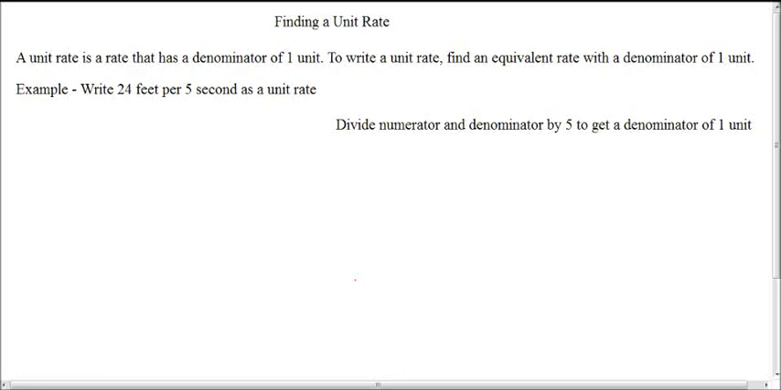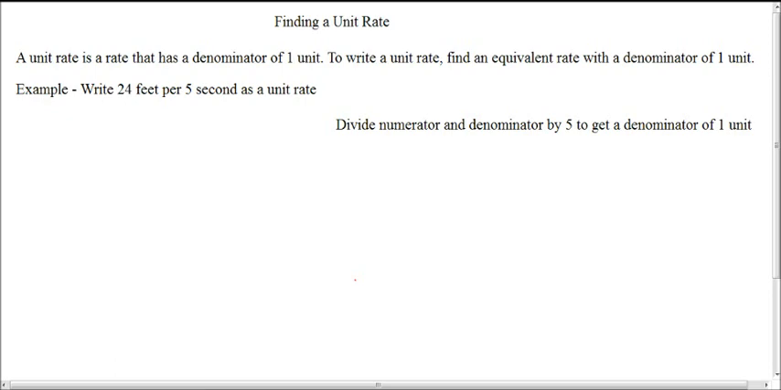Okay, we've already concluded that a unit rate is a rate, which means that it is also a ratio that has a denominator of 1 unit. So to write a unit rate, you want to make sure that you find the equivalent rate with a denominator of 1 unit. So let's look at a quick example.